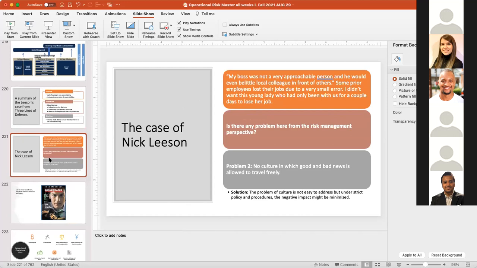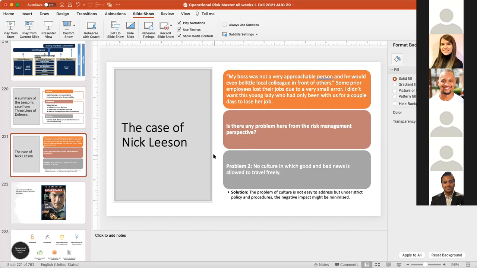My boss, this is what came out in the post-mortem of what happened. My boss was not a very approachable person, and he would even belittle a colleague in front of others. Some prior employees lost their jobs due to a very small error. I didn't want this young lady, who had only been with us for a couple of days, to lose her job. You know, there are people covering for each other.